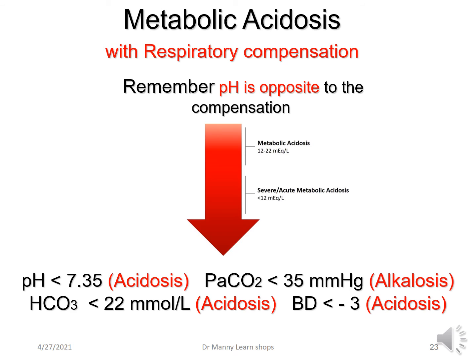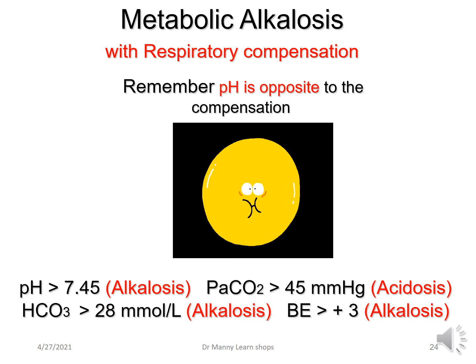Oh, the bicarbonate is less than 22, acidosis. Base excess, or really deficit, is less than 3. So what you've got is an acidemia pH, bicarbonate acidosis, base excess acidosis. This is a metabolic acidosis. What is opposite to the pH picture is the alkalosis. So what you've got is a metabolic acidosis with respiratory compensation. The pH is typically opposite to the compensation.